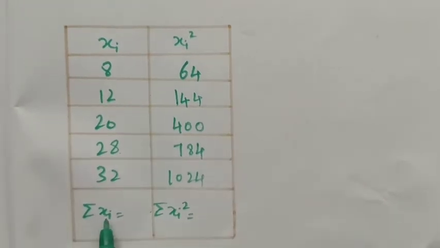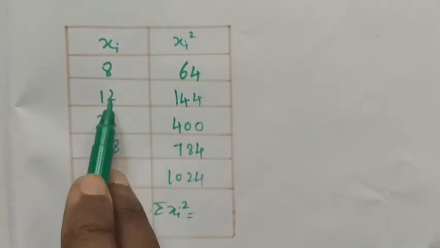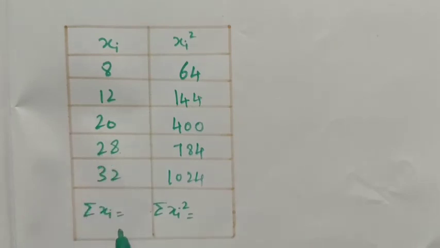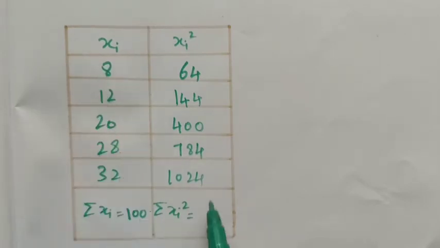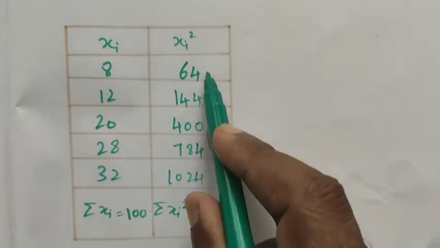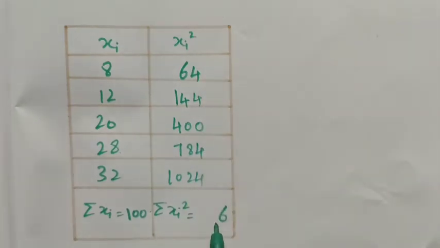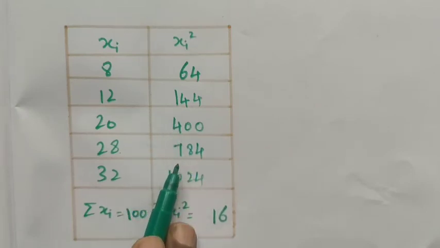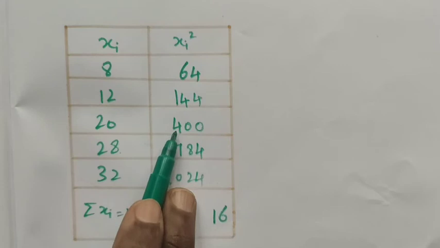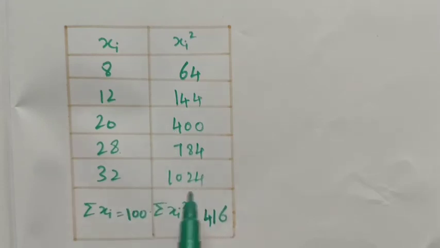Now we add summation xi and summation xi square. When we add these values we get 100 for summation xi: 32 plus 28 is 60, 80, and then 100. The sum of the squares: 64 plus 144, 400, 784, 1024, gives 2416.